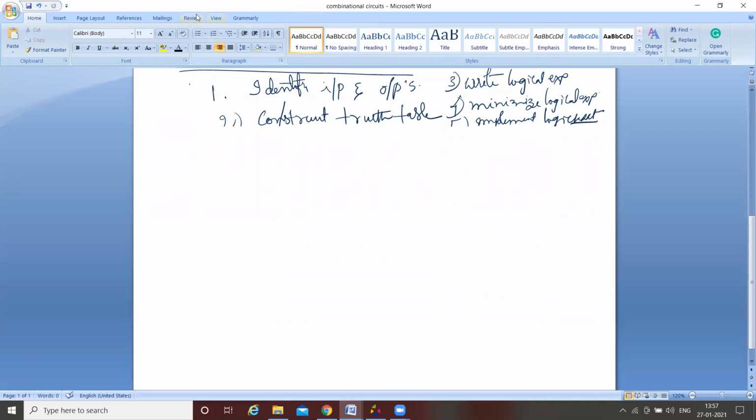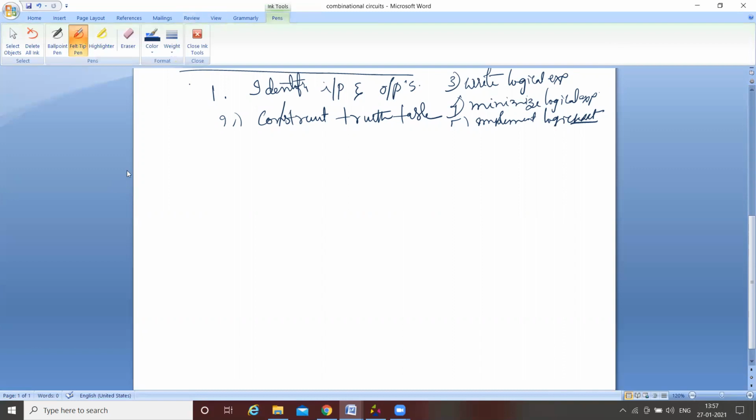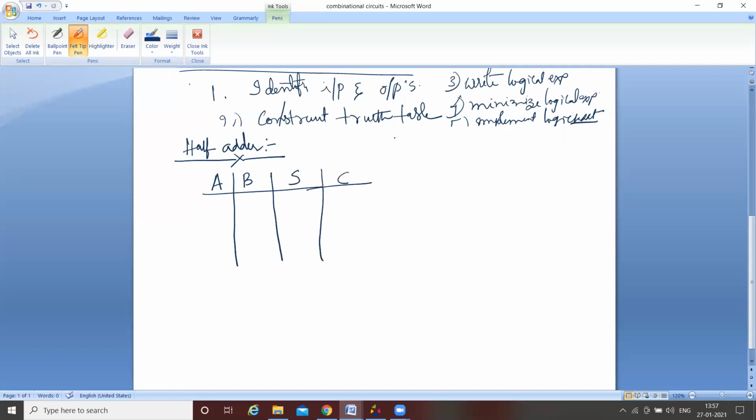So in that case, now the design of half adder combinational circuit. Here we identify the number of inputs and the number of outputs. What are the inputs? Two inputs are there, A and B. And two outputs are there. What are the two outputs? One is sum, another one is carry. This is a half adder operator with two inputs A and B, and two outputs sum and carry.